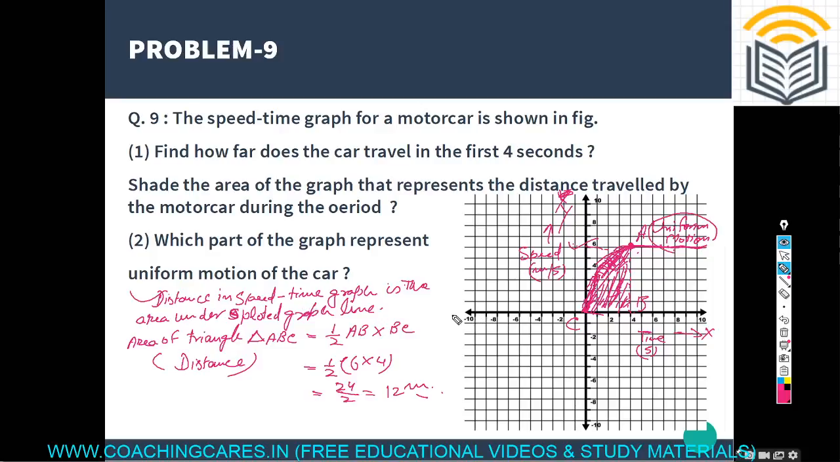So like this you can interpret the graph, you can understand the speed time graph, and you can calculate the distance, which is the area under the plotted graph. And uniform motion you can show in the graph as the straight line parallel to the x-axis. So I hope you are now able to understand everything.